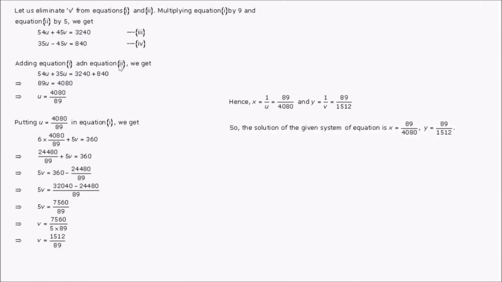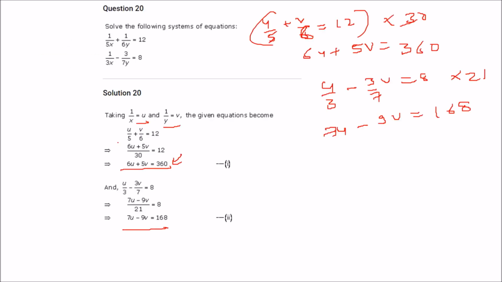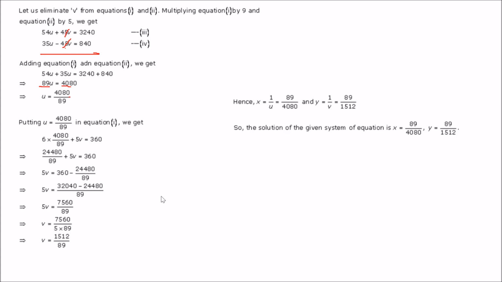And you know how to solve this. You can just multiply these equations, just to make one term equal. As we saw previously, we multiply by 9 and by 5. So now just add them, just cancel it. 54 plus 35 is 89, 3240 plus 840 is 4080, u is equal to 4080 by 89. So this is your first scenario. Now second, put this u in any of these equations, you will get v equal to 1512 by 89.